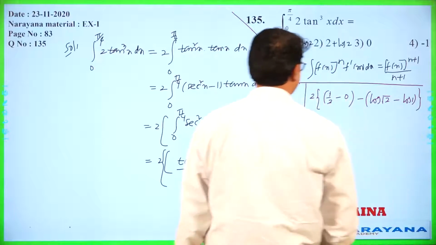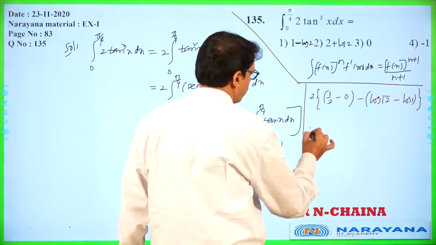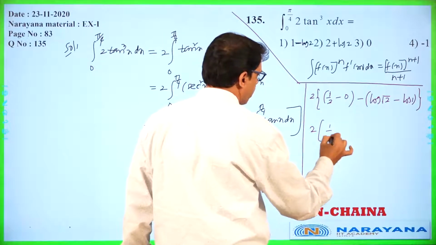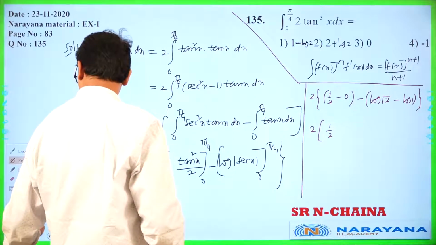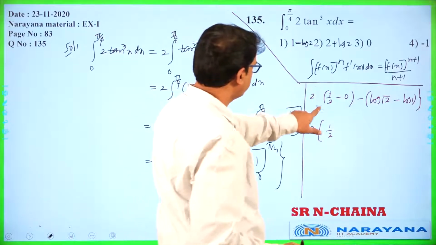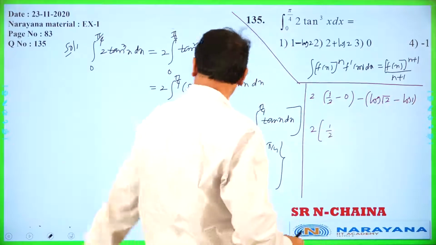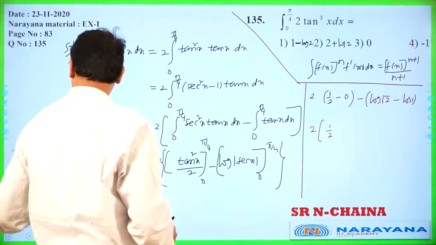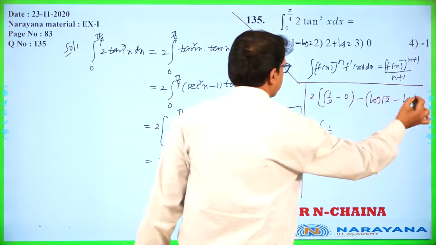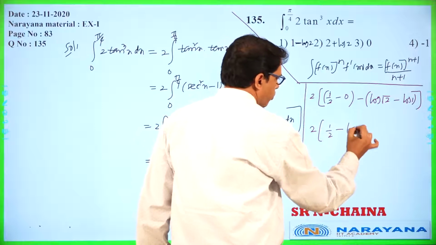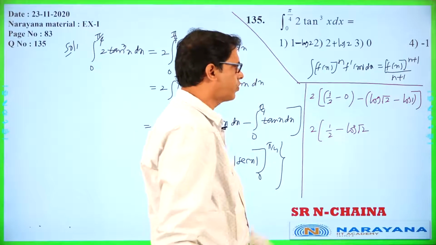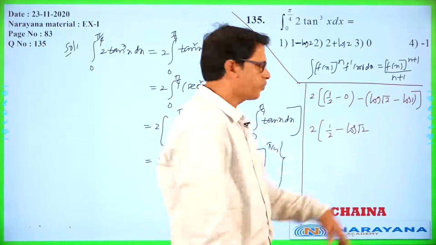Right? Then that equals 2 into half, minus, let us write a square bracket, okay. So this will be what? Minus log root 2, and log 1 value will be 0.